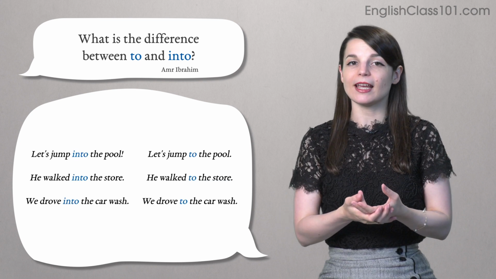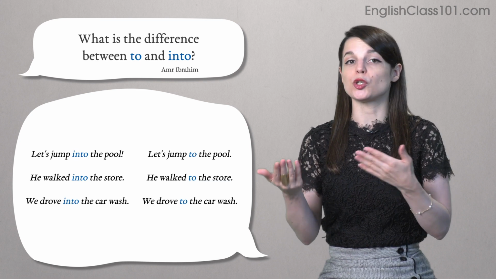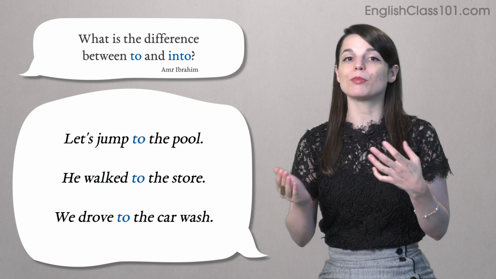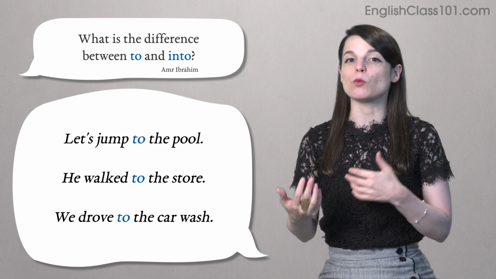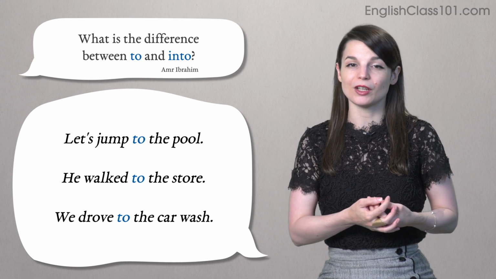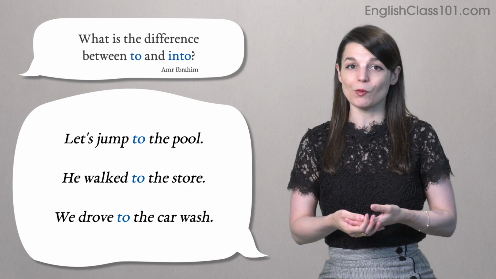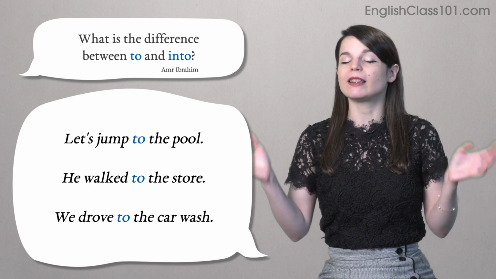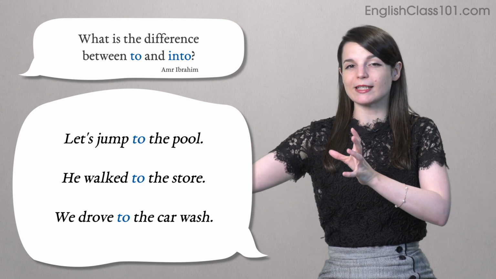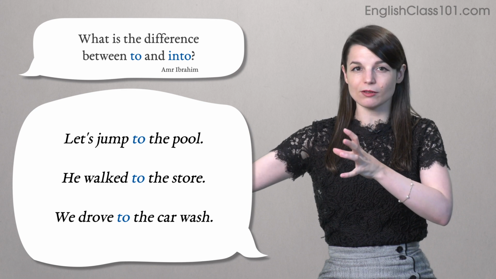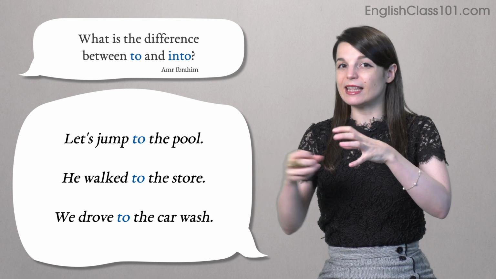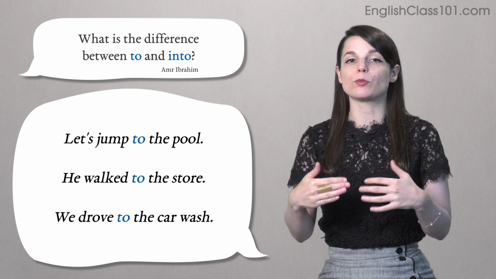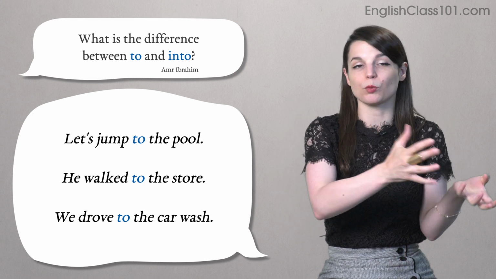Let's compare this then to the same sentences with to instead of into. For example, let's jump to the pool. He walked to the store. We drove to the car wash. These sentences are all grammatically correct, but they don't show movement from something outside a place or outside of a situation inside something else. Actually, these sentences express the method by which we travel.